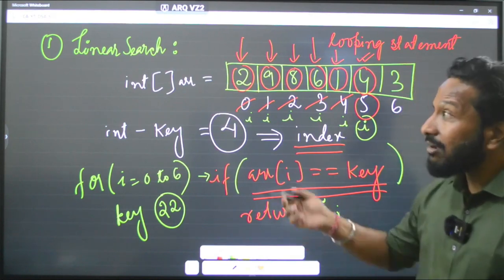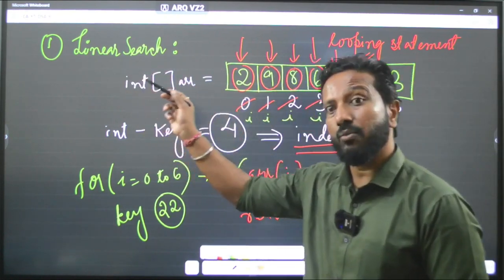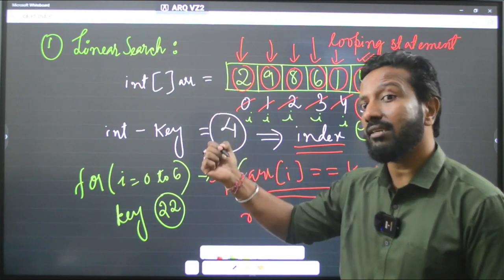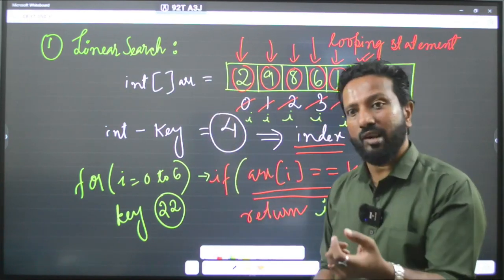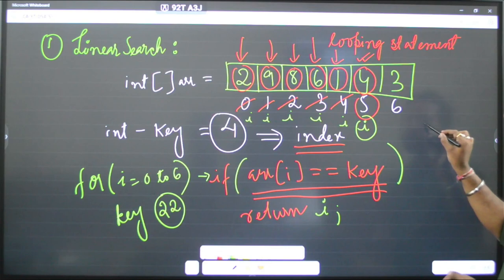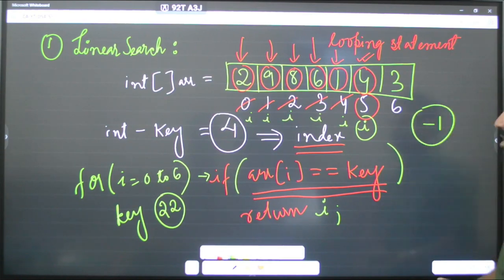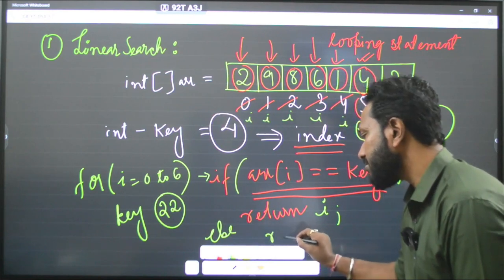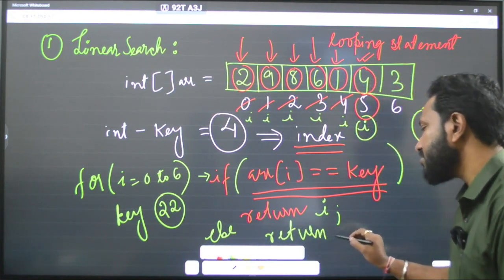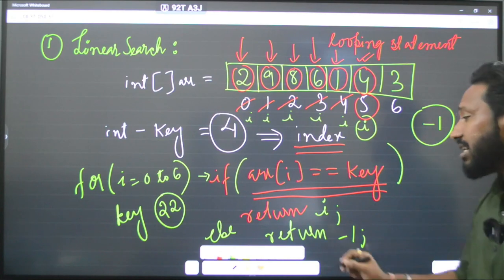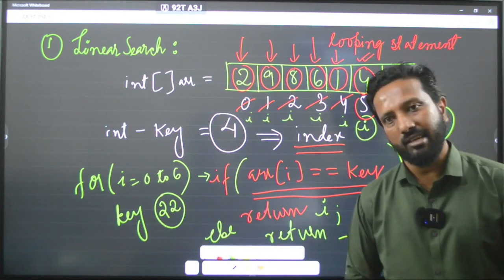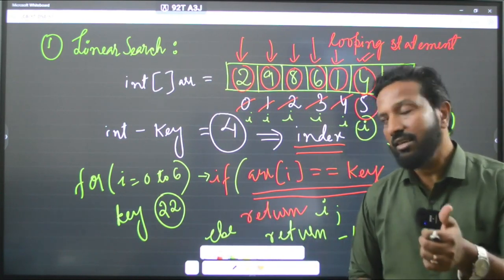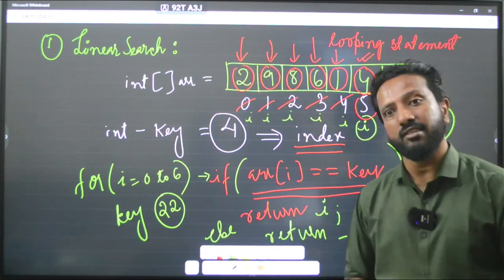The return type of this linear search function will be an integer, right? So in case of programming, we can return -1. So in the else block, we can return -1. That means it says that we did not find the key. Make sense? That is how simple linear search is.